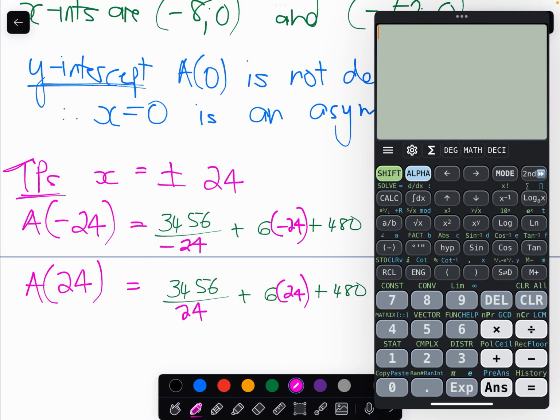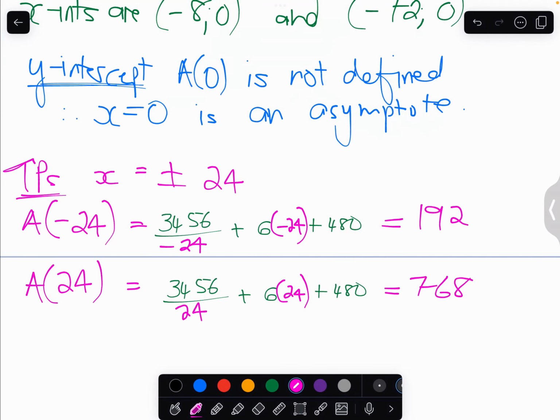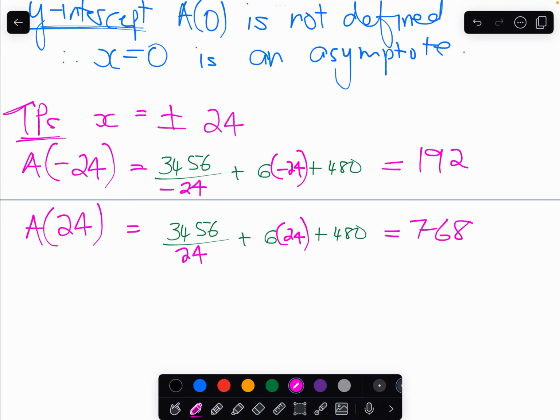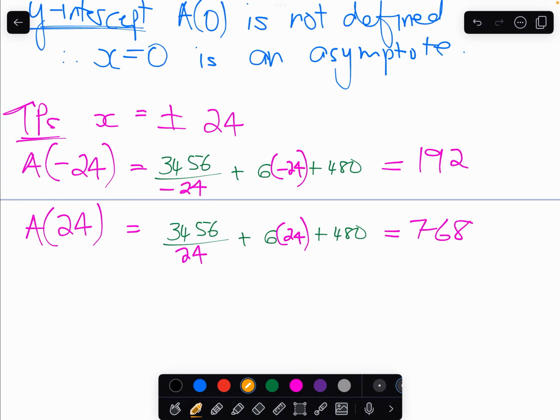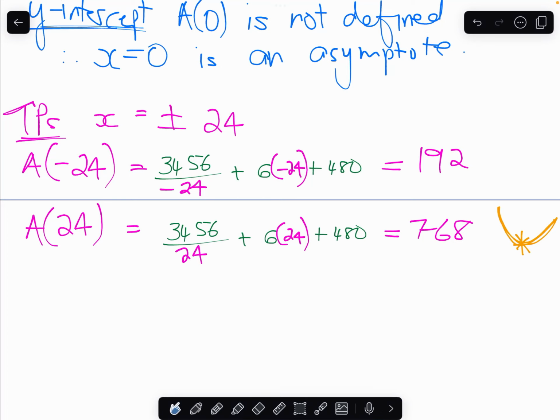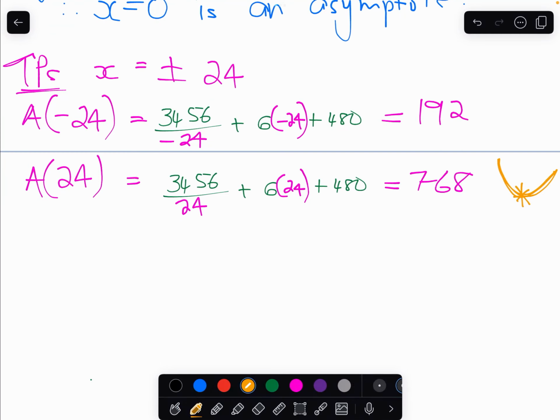Okay, and let's just look at the behavior of the graph at x is equal to plus or minus 24, just to determine whether it's a local min or a local max. So we already know that over here it's a local min, because that's what we worked out in the actual question.